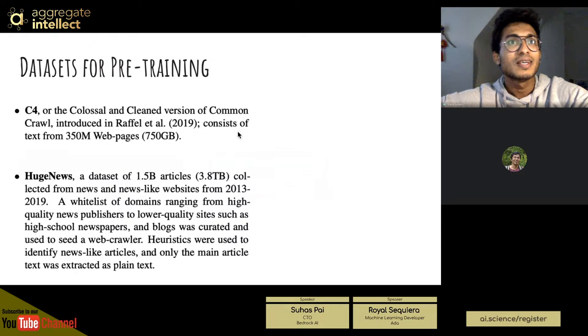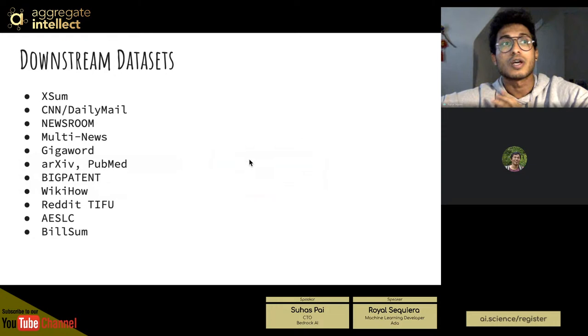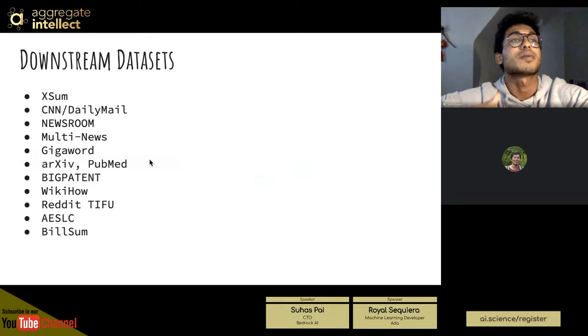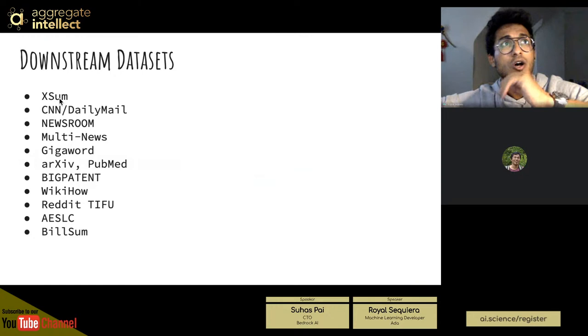And so that's just two. But for downstream tasks, they use 12 different data sets, and all of these are abstractive summarization data sets. Each of them is different from one another. So, for example, extreme summarization is a BBC article data set, I think, and all the summaries are professionally written.